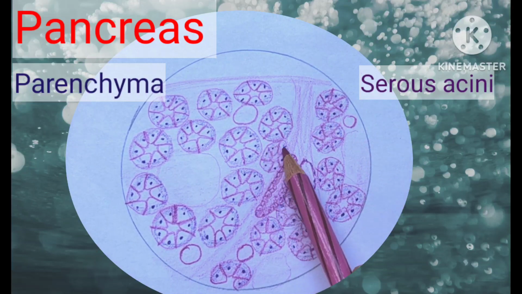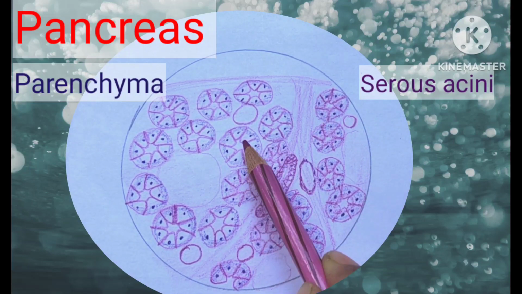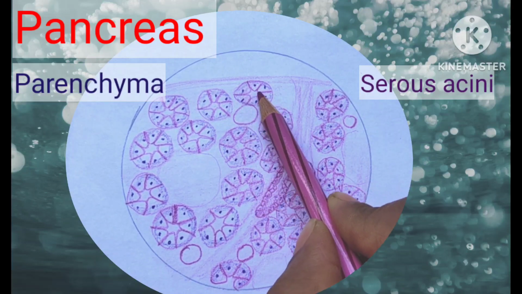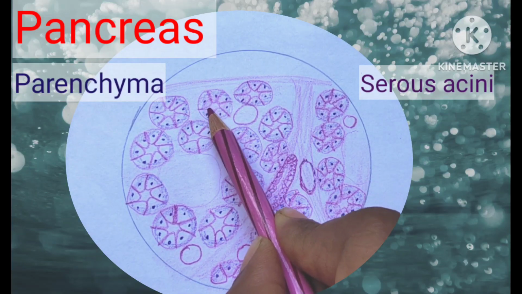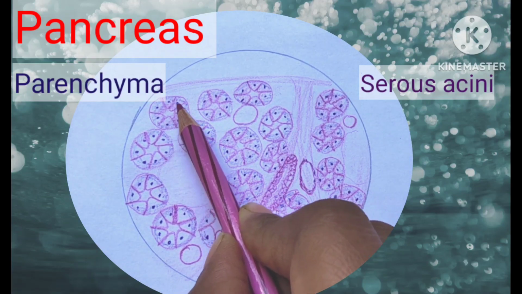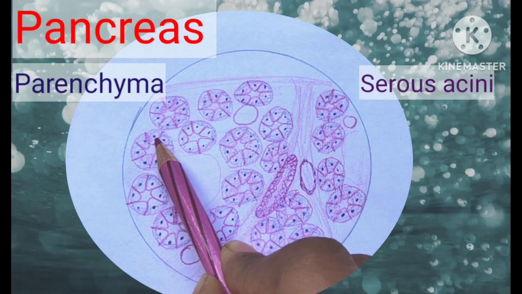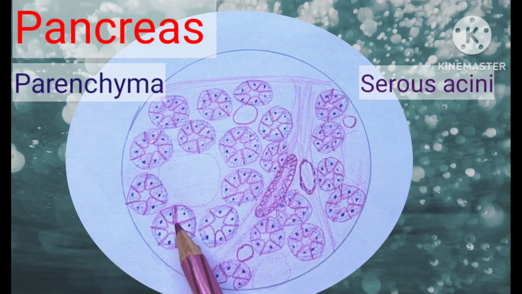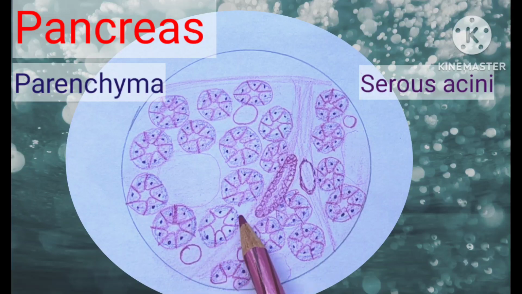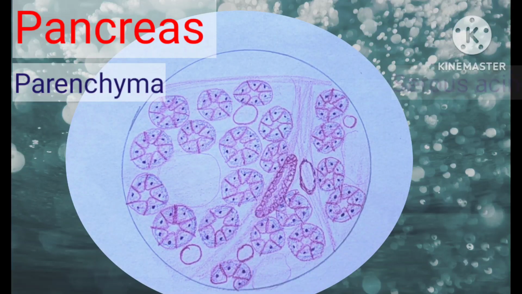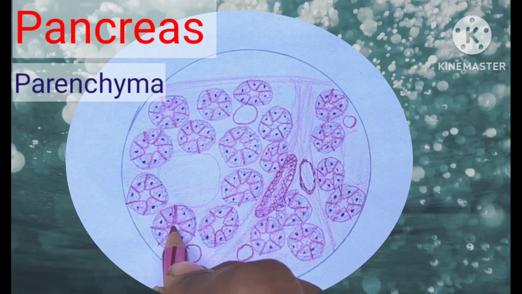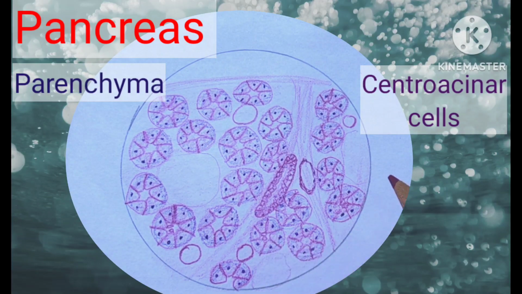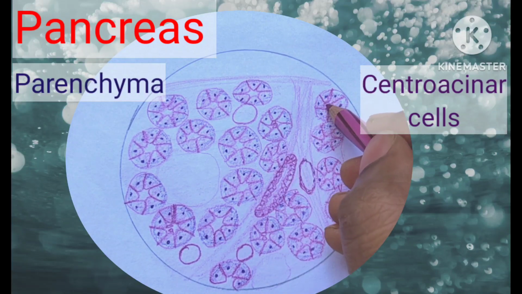And one difference between the serous gland and the pancreas is that the pancreas doesn't have myoepithelial cells. They would be present around the acini, and they squeeze the acini to release the secretion. Instead you have cells called centroacinar cells. The name itself says centroacinar, meaning they are present in the center of the acini. You need not draw them in all the acini. A few of the acini you can draw with cells in the center.